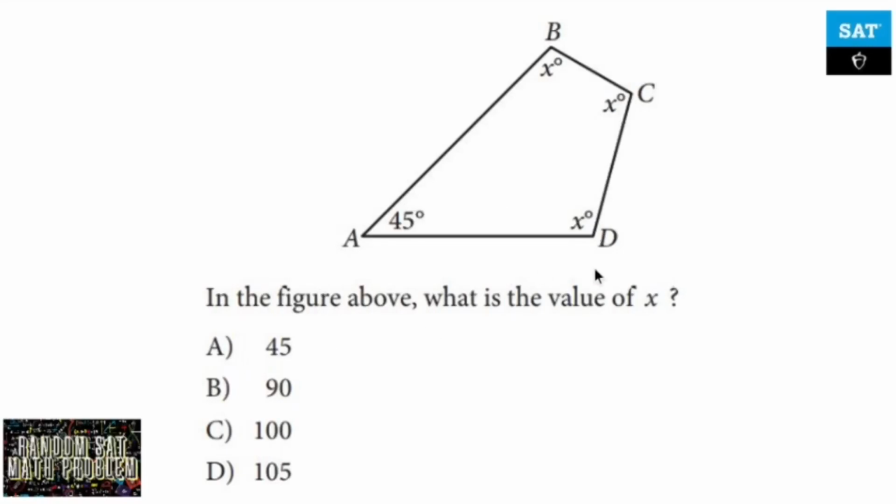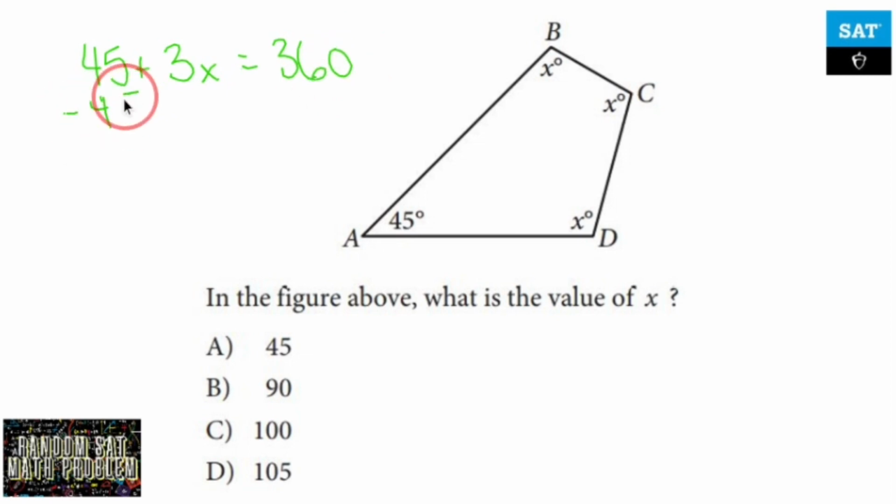In the figure above, what is the value of x? Well, we have ourselves a quadrilateral. A quadrilateral means four sides, which means four angles, which means all of the angles add up to 360 degrees. So 45 plus x plus x plus x, 3x, is 360 degrees.